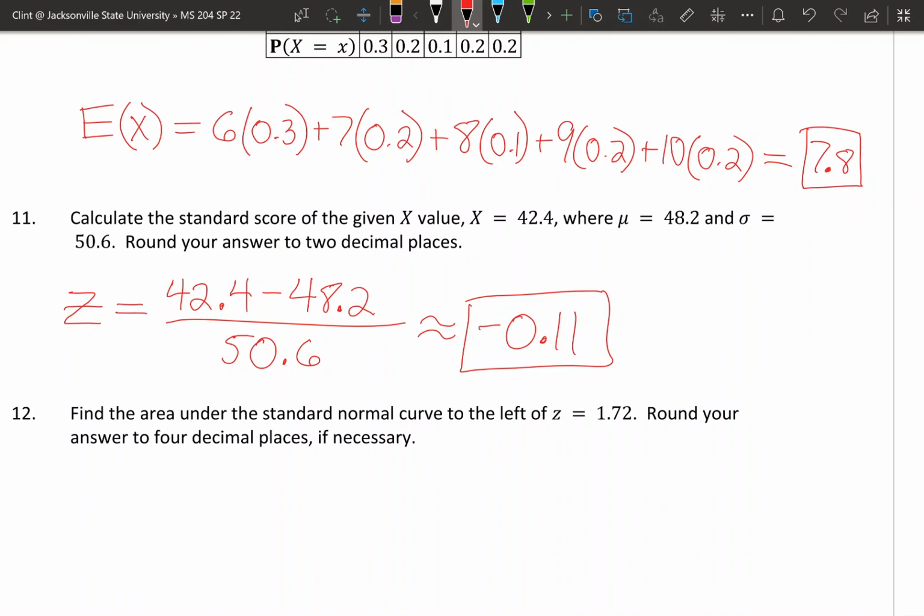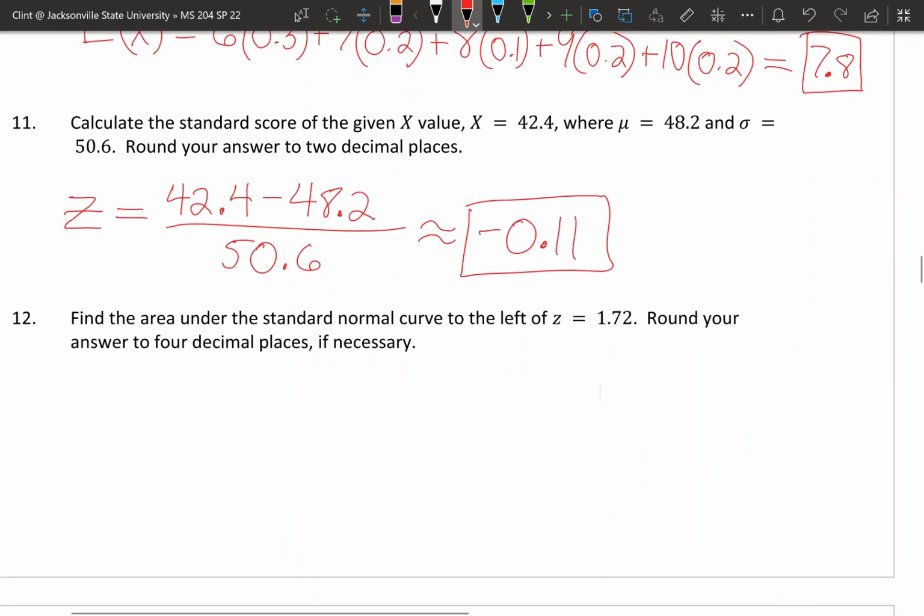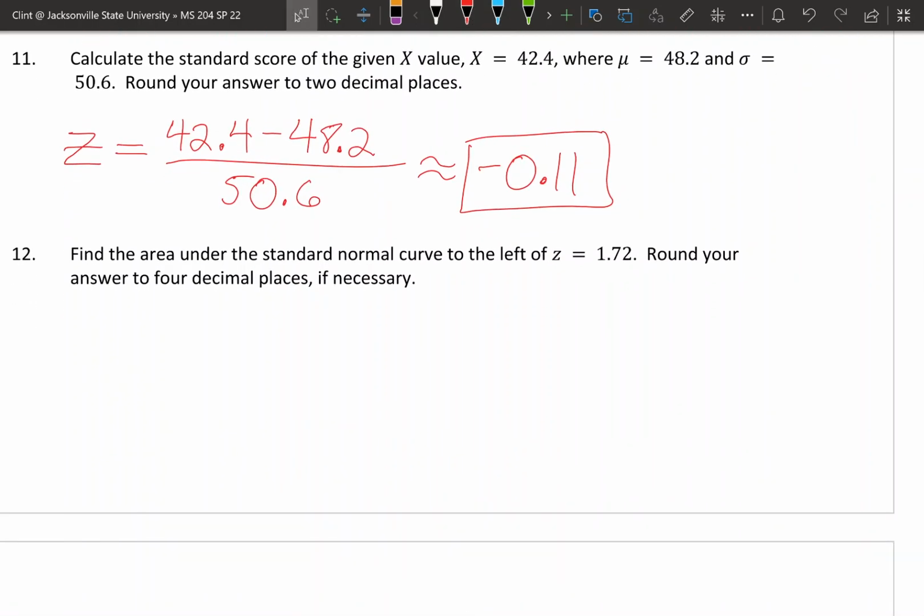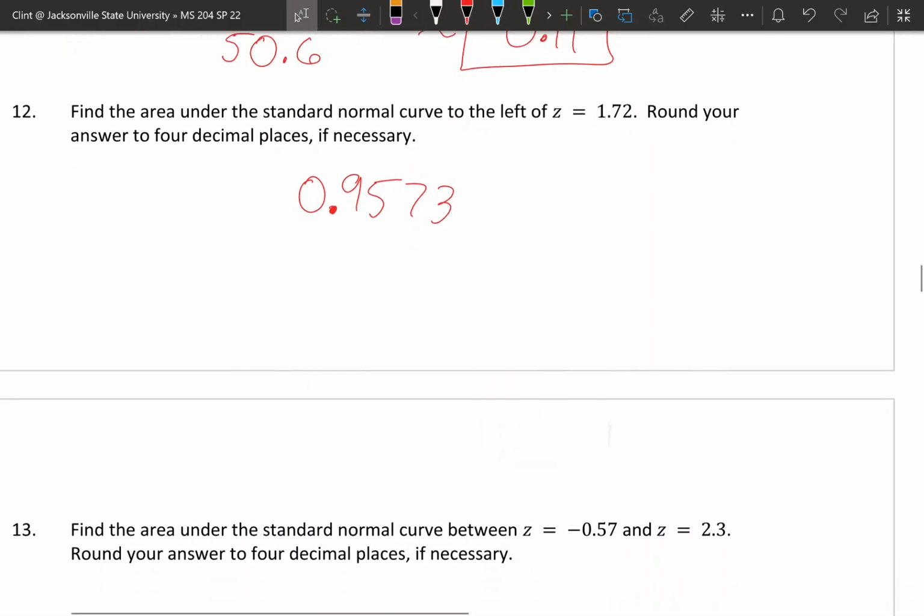Alright, then we got table drill. We got all these chapter 6 area under the curve problems. So let's see. First one says find the area under the normal curve to the left of 1.72. So since it's to the left, we just look it up. Go to the z tables, look up 1.72. Now when I get 0.9573.